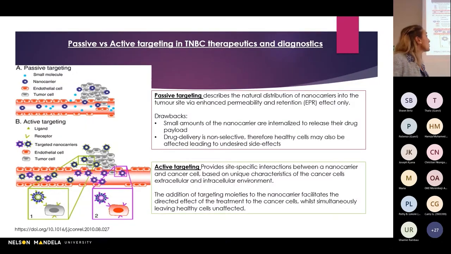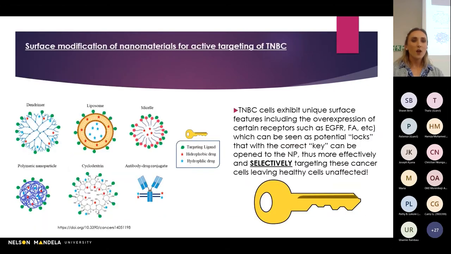But excitingly enough, this is where active targeting comes in, as active targeting provides the site-specific interaction of the nanoformulation to the cancer cell based on those intra and extracellular environmental factors of that site. So it is a much more direct approach, so we can formulate the nanocarrier with these active targeting moieties that are able to selectively seek out these cancer cells.